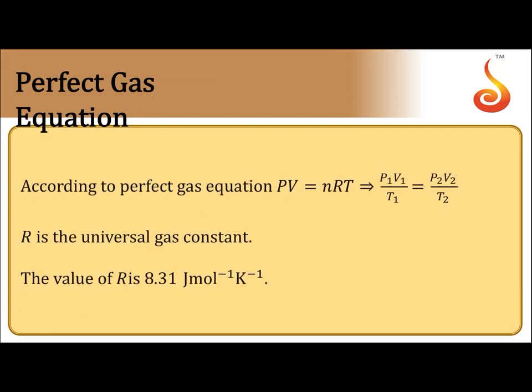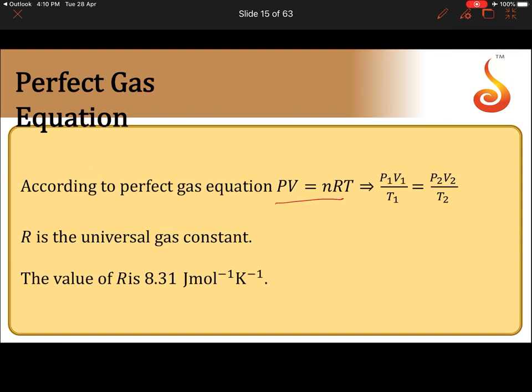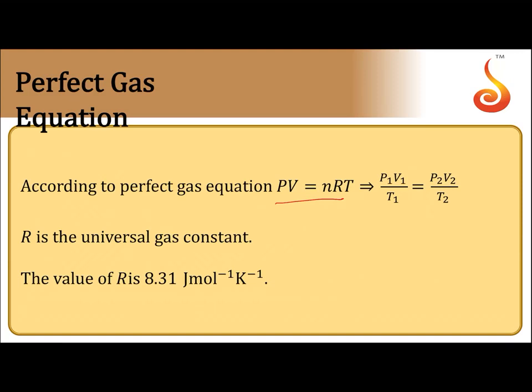Now coming to perfect gas equation. According to perfect gas equation, PV is equal to nRT or mu RT, where n is number of moles of the gas. That is, for given mass of gas, P1 V1 by T1 is equal to P2 V2 by T2. R is called universal gas constant. Its value is 8.31 joule per mole per Kelvin.